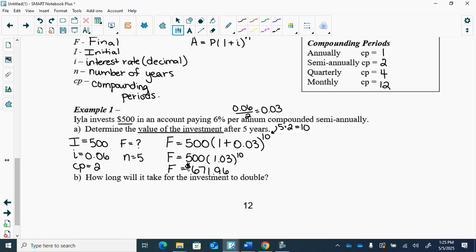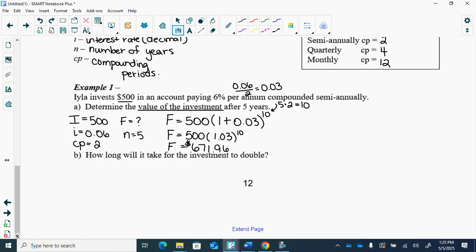How much interest did Isla make? What would you do? Subtract the 500, because that's what she came into the bank with. So yes, she's leaving with 671.96, but she walked in with 500, correct? So she only made 171.96. Still good money. Okay.